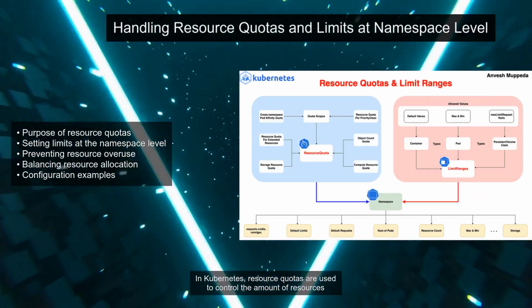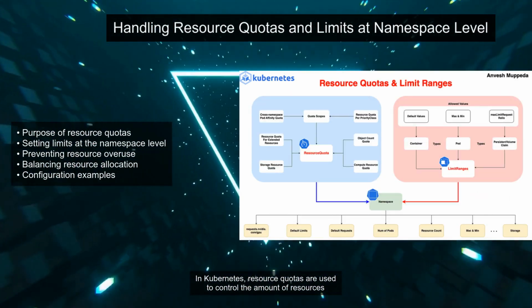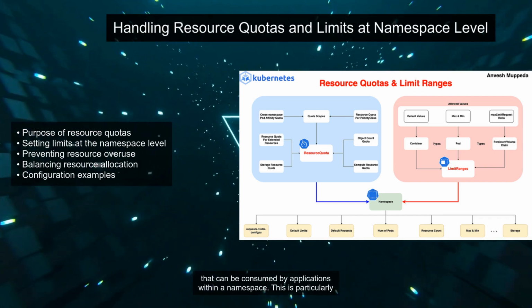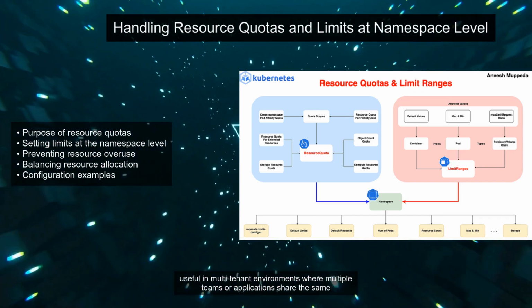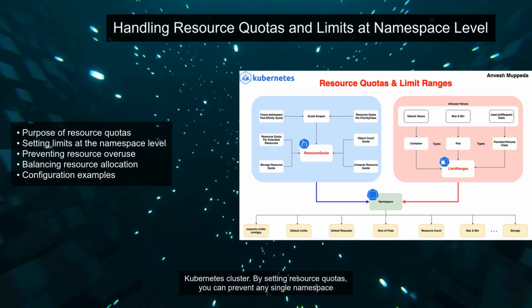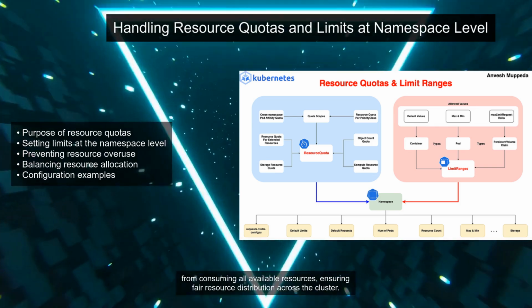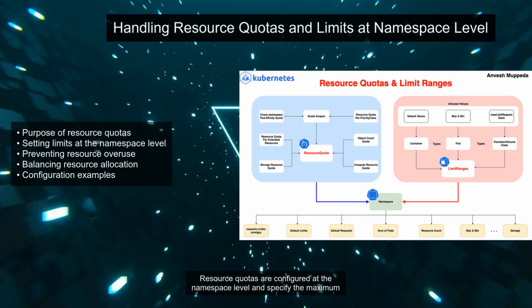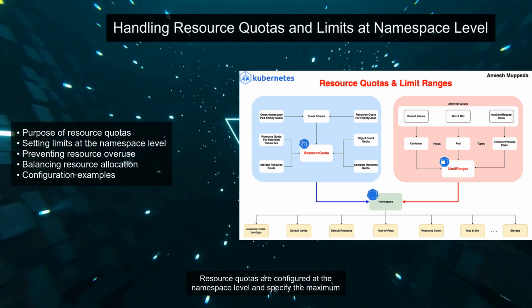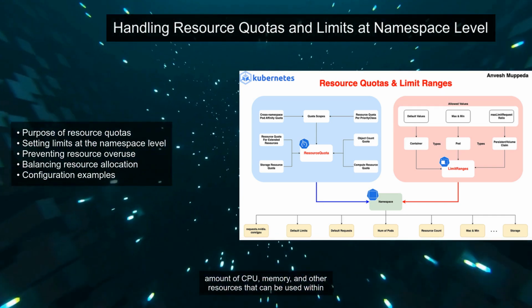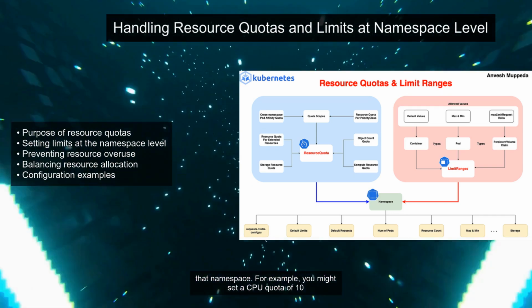In Kubernetes, resource quotas are used to control the amount of resources that can be consumed by applications within a namespace. This is particularly useful in multi-tenant environments where multiple teams or applications share the same Kubernetes cluster. By setting resource quotas, you can prevent any single namespace from consuming all available resources, ensuring fair resource distribution across the cluster. Resource quotas are configured at the namespace level and specify the maximum amount of CPU, memory, and other resources that can be used within that namespace.